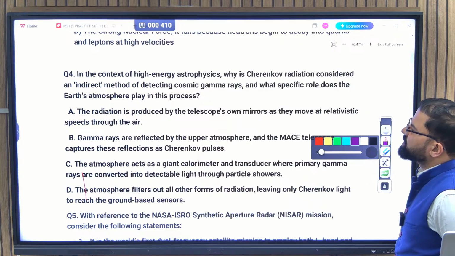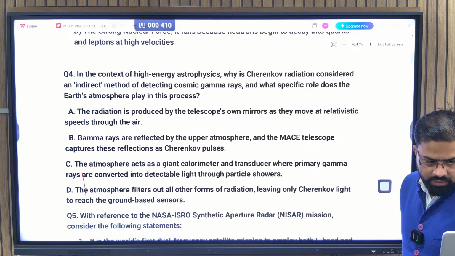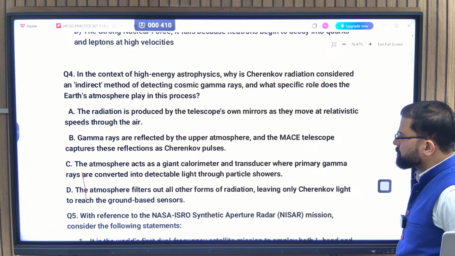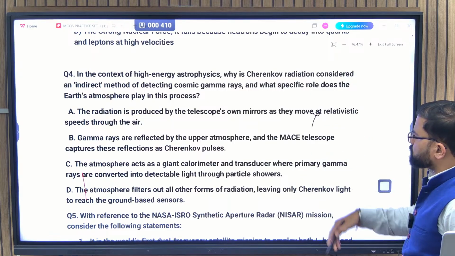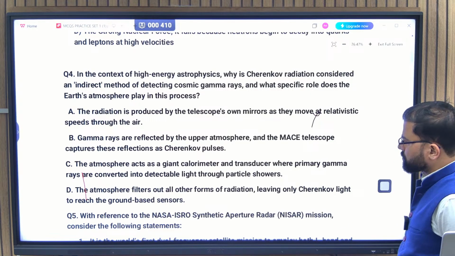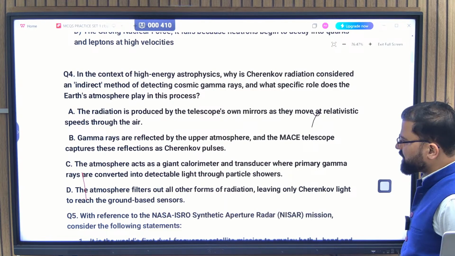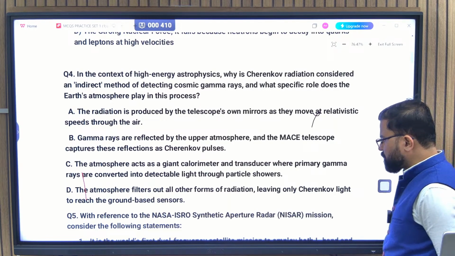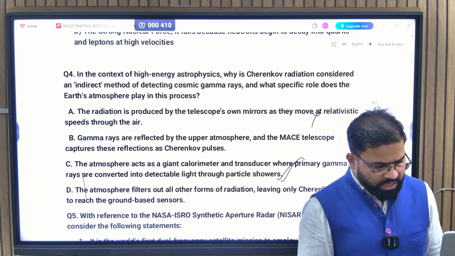In the context of high energy astrophysics, what role does the atmosphere play in this process? Okay. First, the radiation is produced by the telescope mirror as they move at relativistic speed through the air. The statement is wrong. Second, gamma rays are reflected by the upper atmosphere, and the MACE telescope captures the reflections as Cherenkov pulses. Third, the atmosphere acts as a giant calorimeter and transducer where the primary gamma rays are converted into detectable light through the particle shower. The answer will be what? C. Do not get confused. Okay, what will be the answer? It will be C.